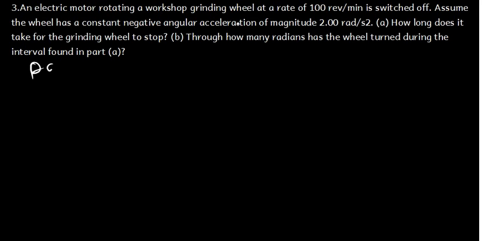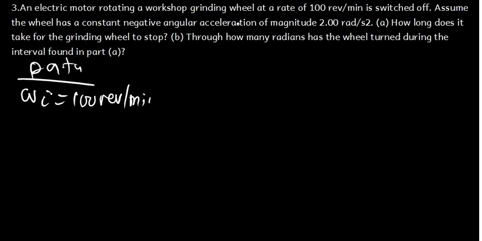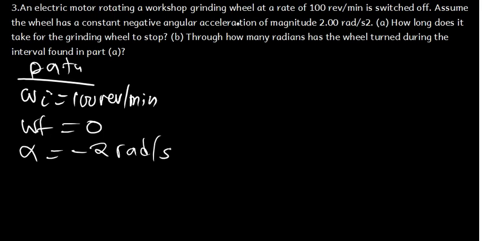So let's write our data. The data is going to help us know which formula we're going to use. An electric motor rotating, and it is switched off, meaning that the initial speed is 100 revolutions per minute. The final speed, since it came to a stop, is 0. The angular acceleration, since it was decelerating, is negative 2 rad per second squared. That's why they are saying a constant negative angular acceleration of that magnitude. That is all we know.